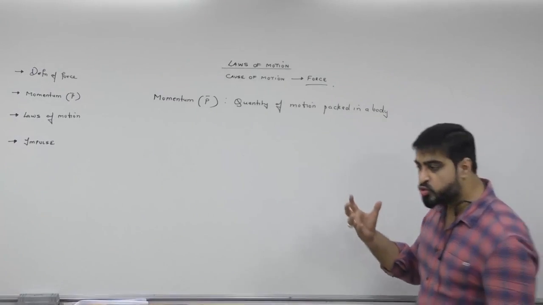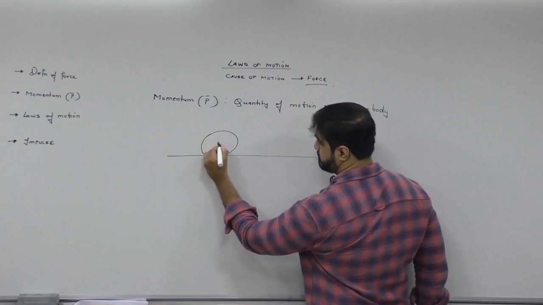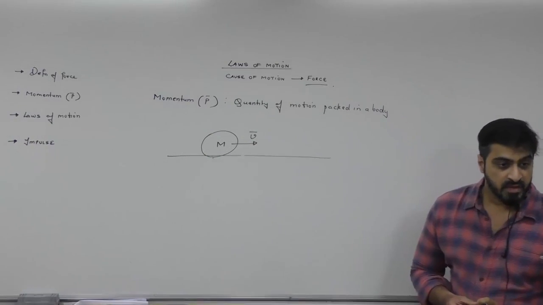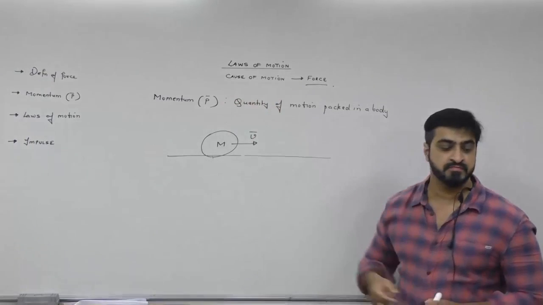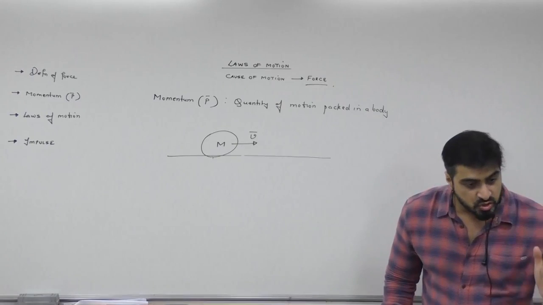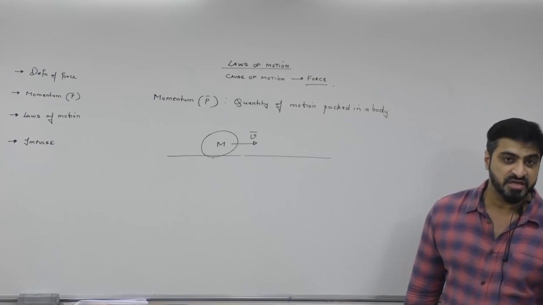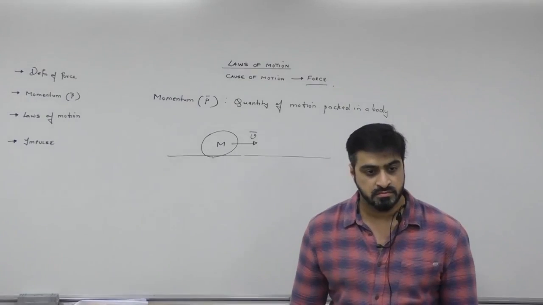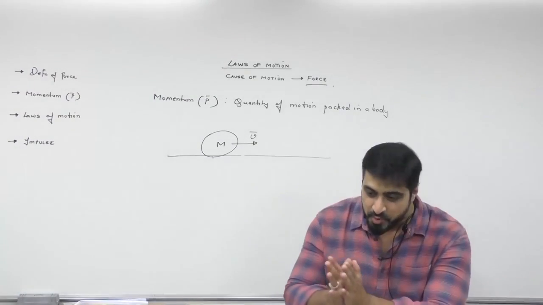When I talk about motion, there's mass and there is velocity. And mass and velocity make a term called momentum. Sir, why does it depend on mass and why does it depend on velocity? Because you know kinetic energy also depends on mass and velocity. What is the formula for kinetic energy? Half mv square. I'll explain why the mass and the velocity are so important.